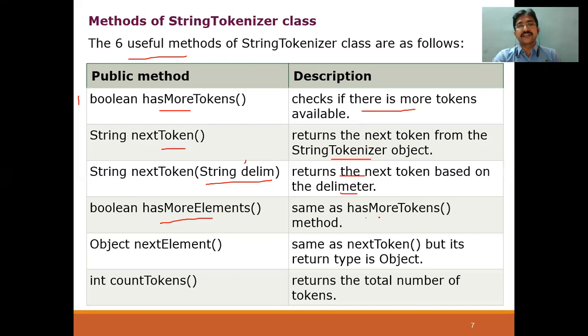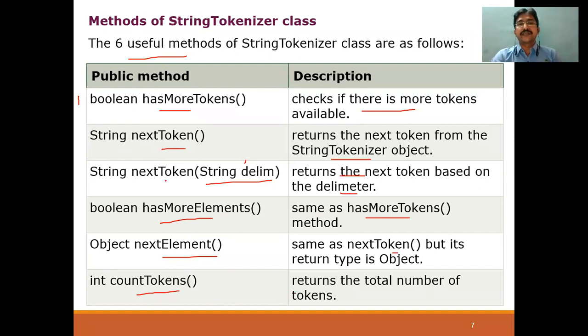Here it is the same as hasMoreTokens. nextElement is the same as nextToken, but it is returned as an Object and considered as an element. To count the number of tokens, just as we calculate the length of a string with the length method, here we have the countTokens method, which returns the total number of tokens.